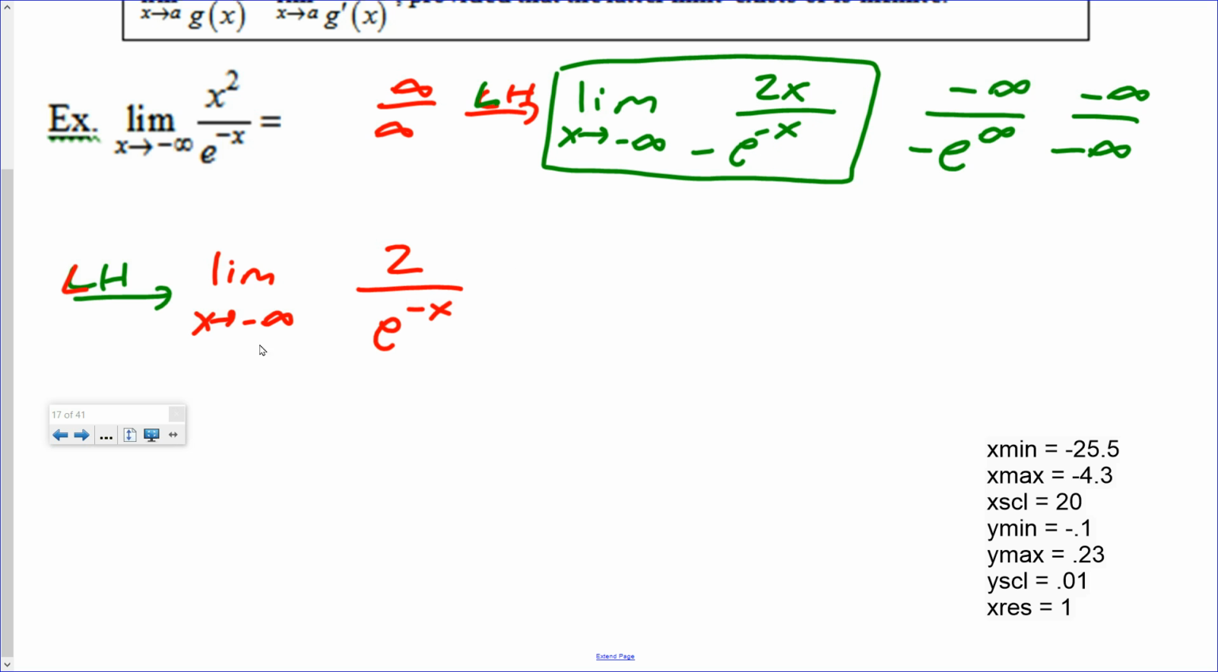All right, let me plug in infinity again. The top is just 2, right? If I plug in infinity here, or negative infinity, I get e to the infinity, right? E to the positive infinity. What is this answer? 2 over e to the positive infinity. 0. Do you guys see it 0? Because the bottom is going to get bigger and bigger and bigger and bigger. The 2 is going to hold still, so this answer is 0. Okay? So this is a problem you need to know.